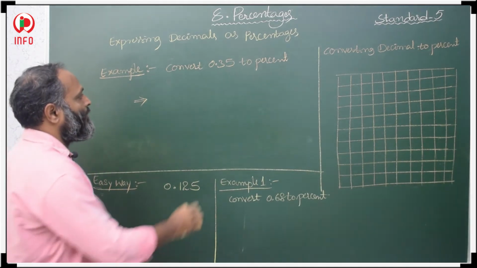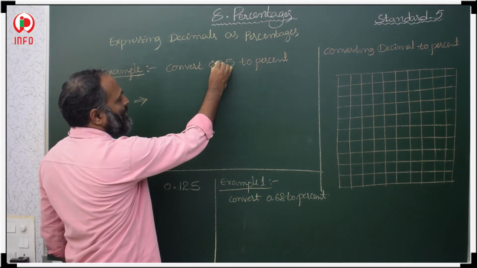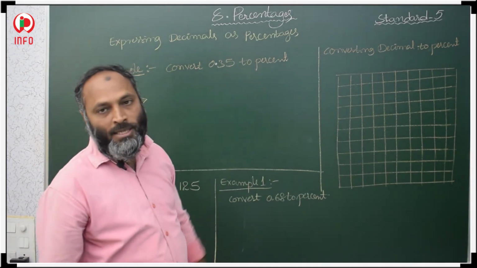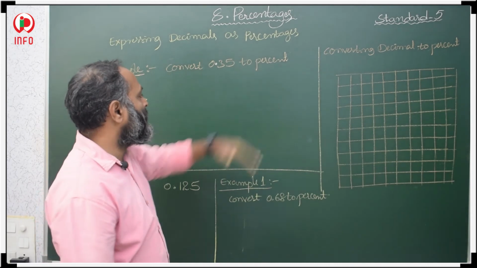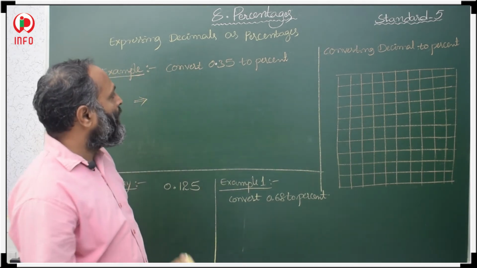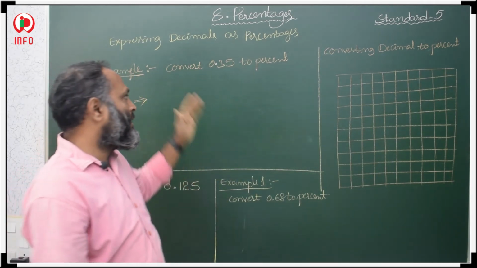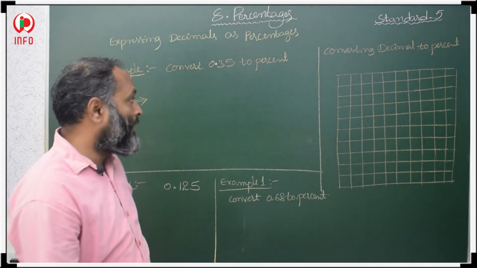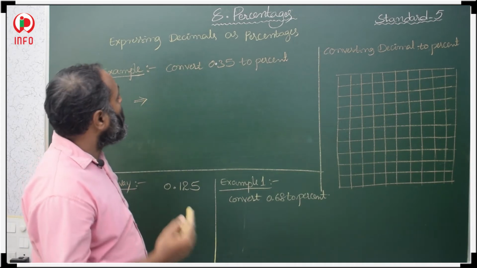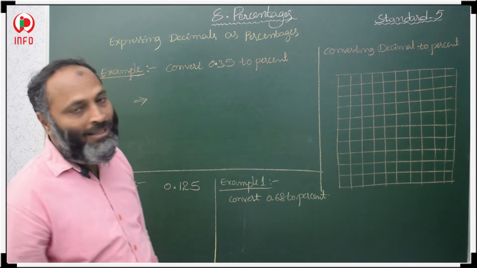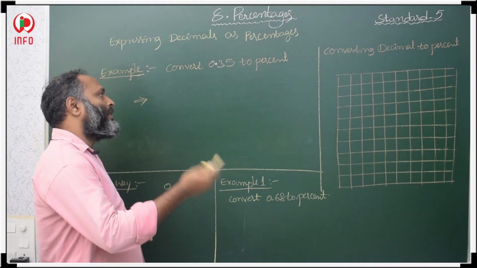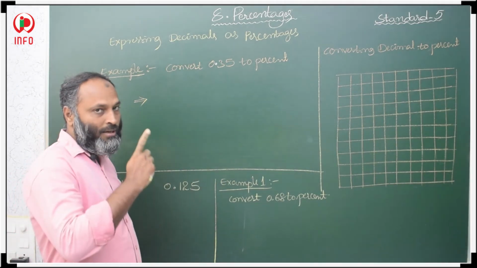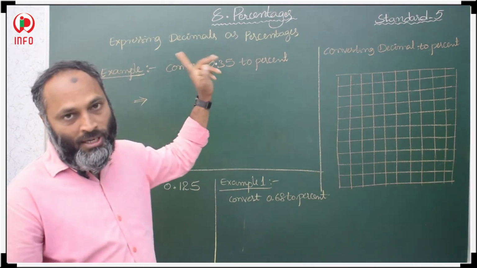We just have to move the decimal point 2 places. When we convert a decimal into a percentage, we move the decimal point 2 places from left to right. When a percentage is given and we want the decimal, we move the decimal point 2 places from right to left. So it is the reverse of that method.